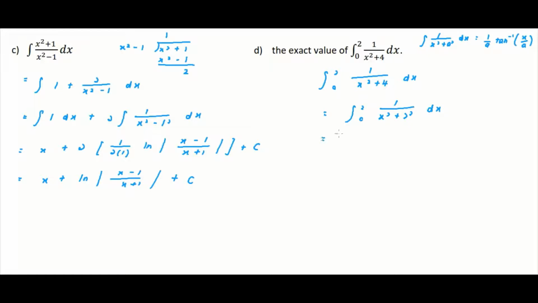So that's why for these questions, it should be 1 over a, which is 1 over 2 tan⁻¹, and then after that x over 2. Okay, and substitute 0 and 2. As you continue to do this, you should be able to get 1 over 2 tan⁻¹(1) minus 1 over 2 tan⁻¹(0). So your answer should be 1 over 8 pi minus 0, which gives you the last answer, 1 over 8 pi. Alright, so that's it for this part.